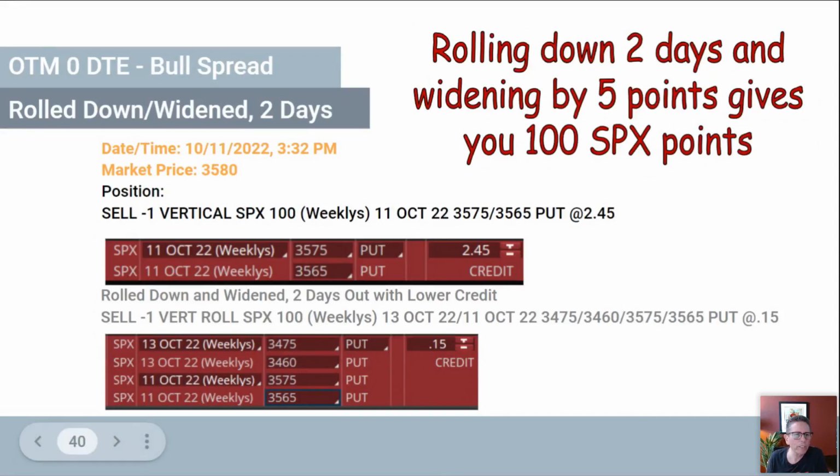Okay, sorry about that. This is incorrect here. I should have looked at my slide. Okay, so the actual move down on this one is actually 100 points. Oh no, it's correct. I'm sorry. So this one is 35.75, 35.65 rolled down to 34.75, 34.60. I had my eyes crossed there. And it did it for 15 cents, and you got 100 points on this position. So that's a really good roll there, if you had that.